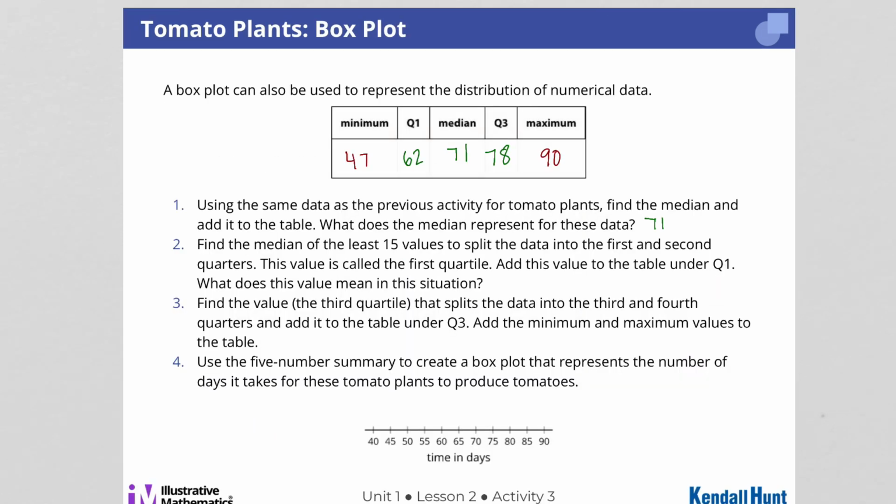Okay, I don't have a lot of space to write these down, but it says, what does the median represent for this data? So I know that the median is the middle, and this is counting the number of days it takes for the tomato plants to produce tomatoes. So in this case, it took 71 days for at least half of the plants to produce tomatoes, and it took the other half of the plants more than 71 days to produce tomatoes.